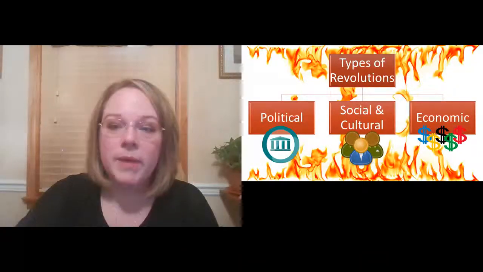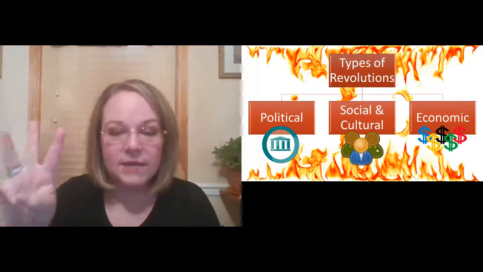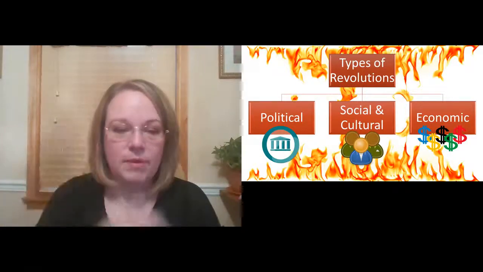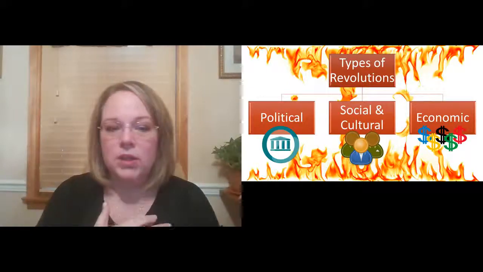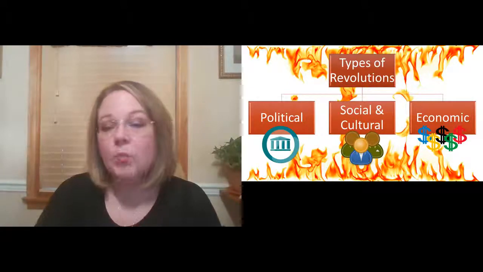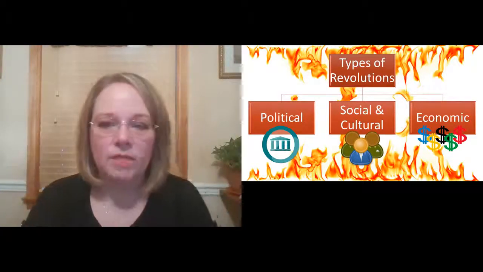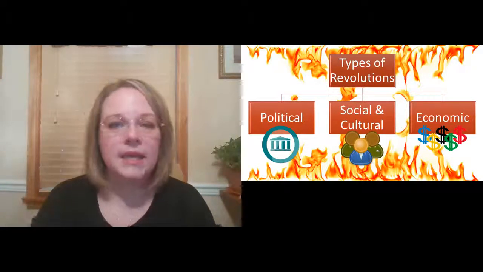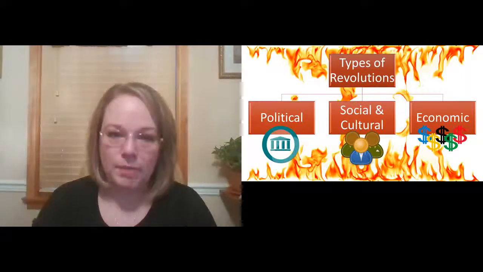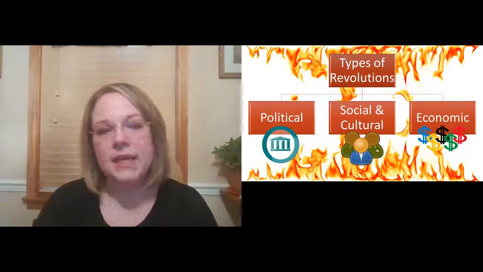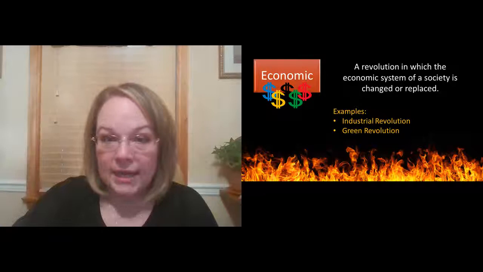Now this quarter we're going to be going over revolutions in general, and we're going to look at three different types of revolutions. We're going to look at political, we're going to look at social and cultural, and we're going to look at economic. Now remember, for our little cheat sheets, I put pictures up there for you. Political means anything having to do with the government. Social and cultural is anything having to do with the people. And then of course economic is anything financial or money related. We're going to look at the economic one first.